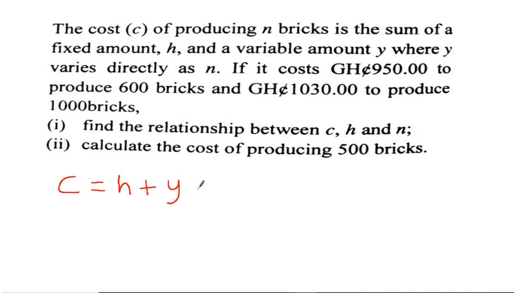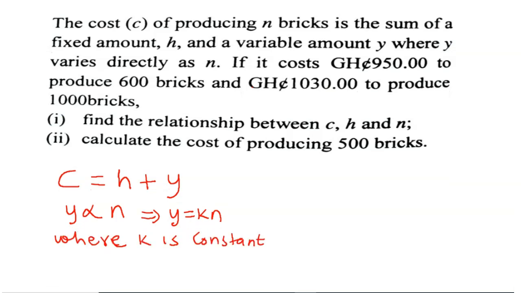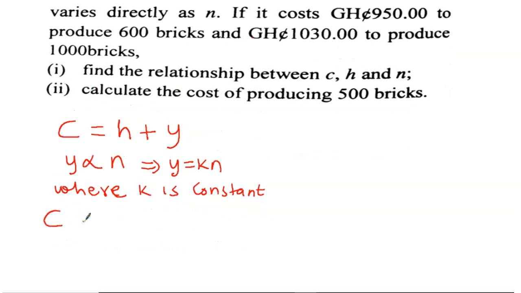This is an example of partial variation, and partial variation is a sum of two variations, or a constant term and a variable. So this y varies directly as n. Yes. So this implies that y is equal to kn. We introduce a constant where k is constant. Good. So our total variation becomes c is equal to h plus, in place of y, we're going to put kn there, where n is the number of bricks.